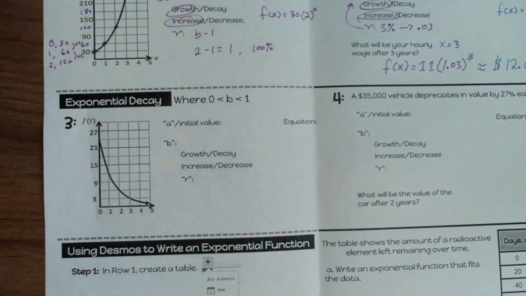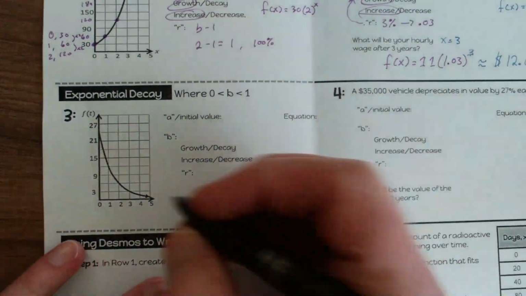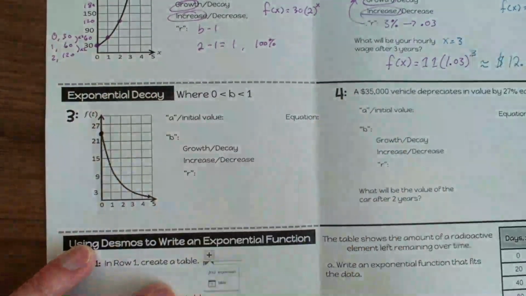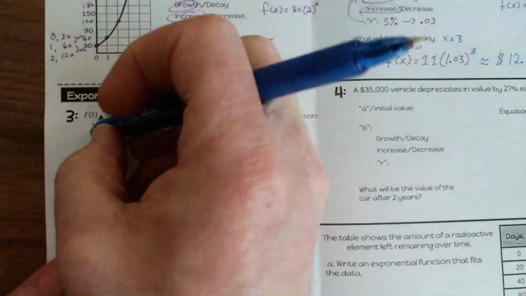Exponential decay is going to work similarly. The only difference is instead of going up, it's going to go down. So our initial value still starts off with the same thing. We're looking for this y-intercept. Let me go ahead and do a different color than black because black's not working.